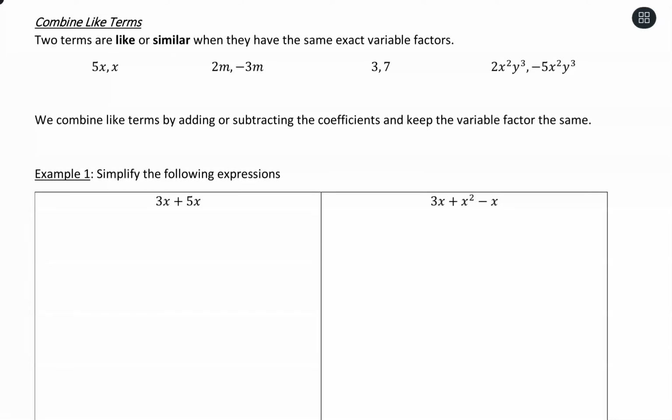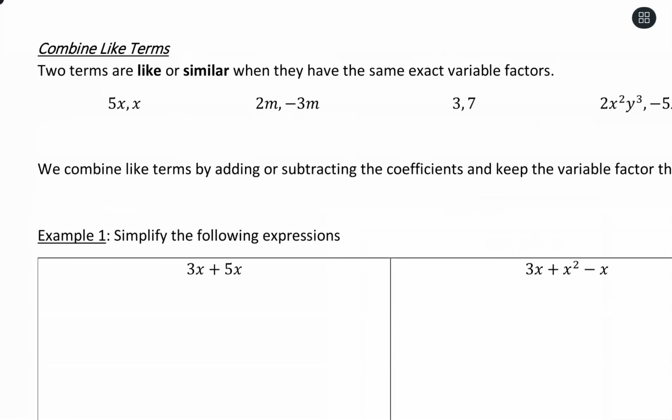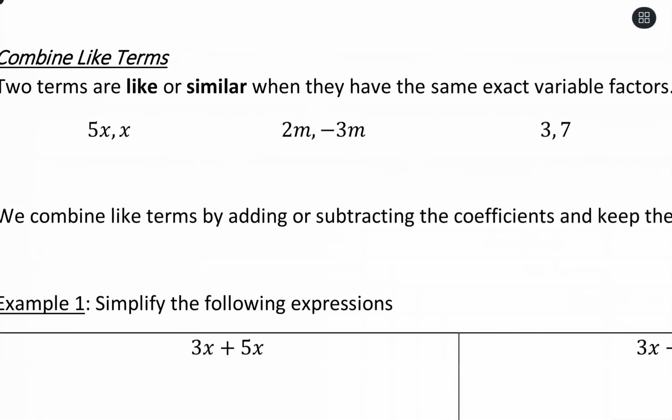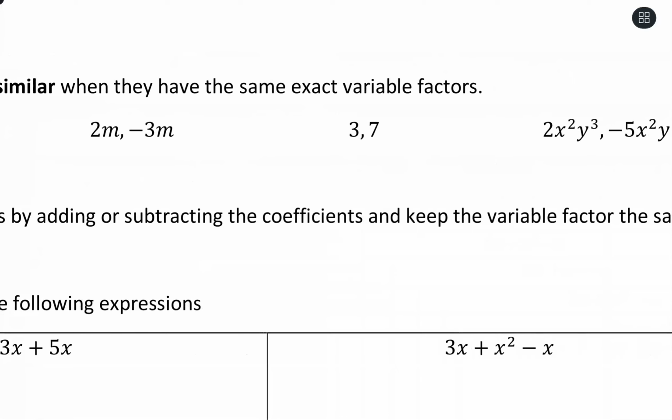So what we want to do here is identify like terms and combine them together. This is another part of simplifying expressions: when we have things that are similar, we can combine them together. Instead of two separated terms, they could be combined into a single term. So what makes two terms like or similar? What they need to have are the exact same variable factors. That means same variables, same exponents on them, exactly identical.